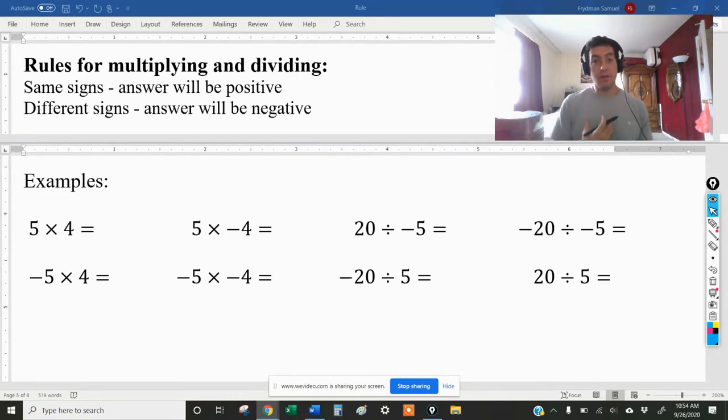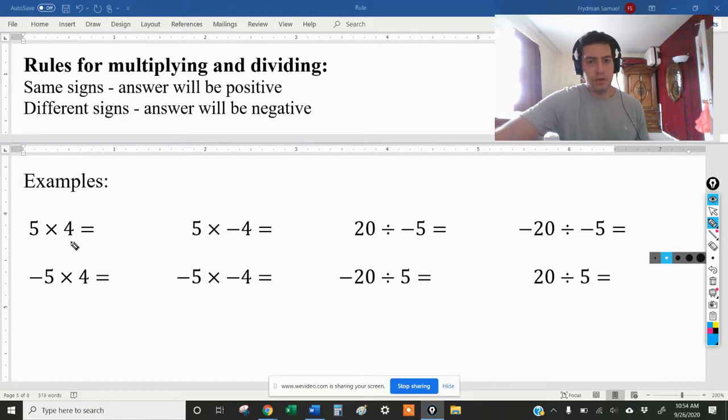In fact, I think they're a lot simpler than the rules for adding and subtracting and the rewriting rules. So here they are. If you have the same signs, the answer will be positive. If you have different signs, the answer will be negative. That's it. So let's look at some examples here.